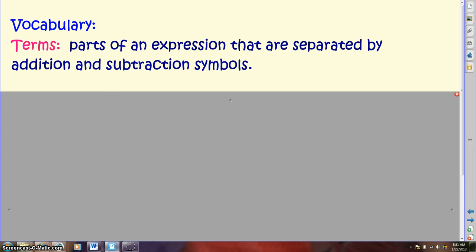Today we're going to learn to combine like terms. But before we do, we need to talk about what some of the words that we're going to be hearing mean. Most of these should be review. You have these in your notes packet, and you can fill them in as we go along.